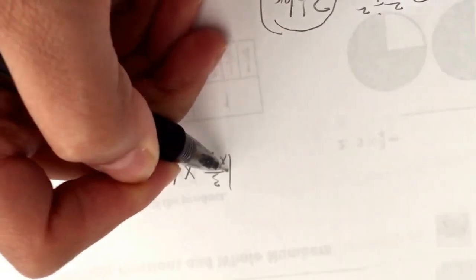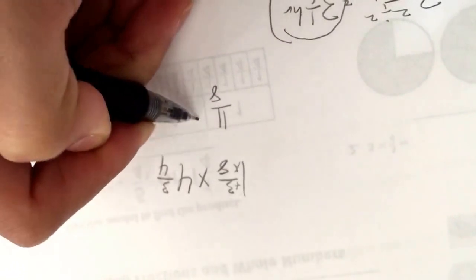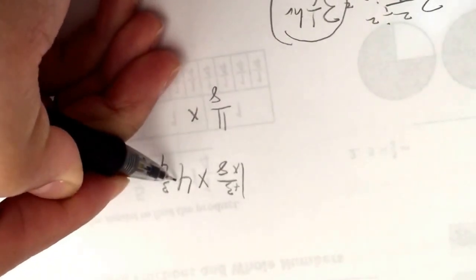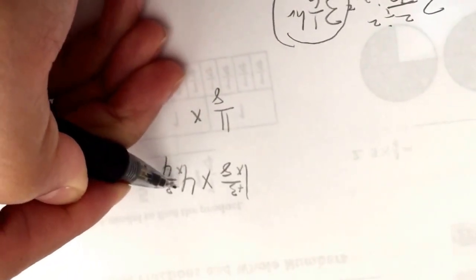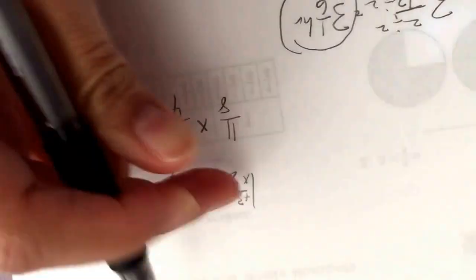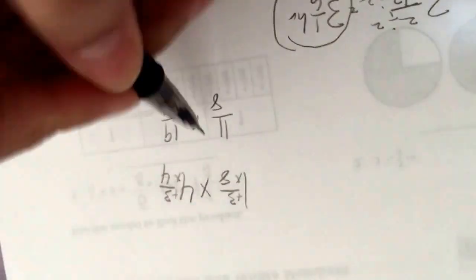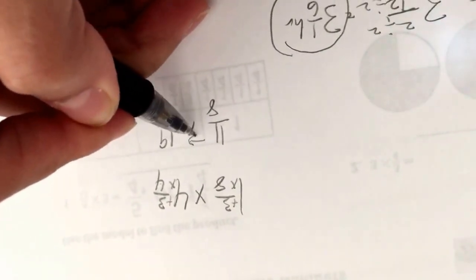We're going to change these to improper fractions by doing 8 times 1 is 8, plus 3 is 11, 11 over 8. We're going to do 4 times 4 is 16, plus 3 is 19. And keep in mind the denominators are staying the same. From here, we're going to multiply the numerator by the numerator.